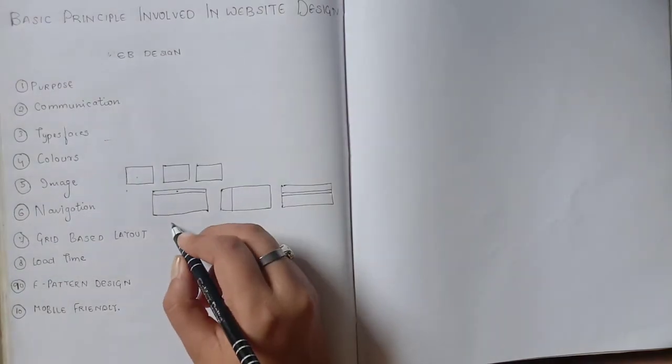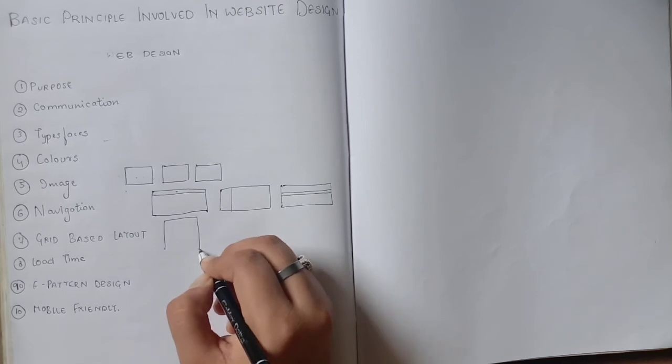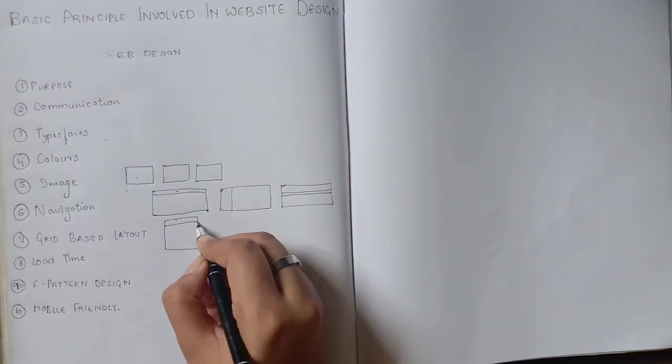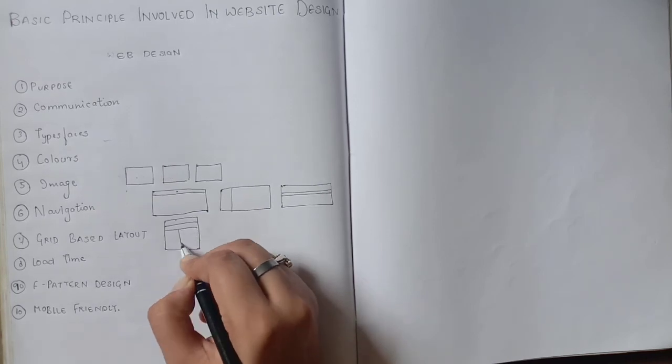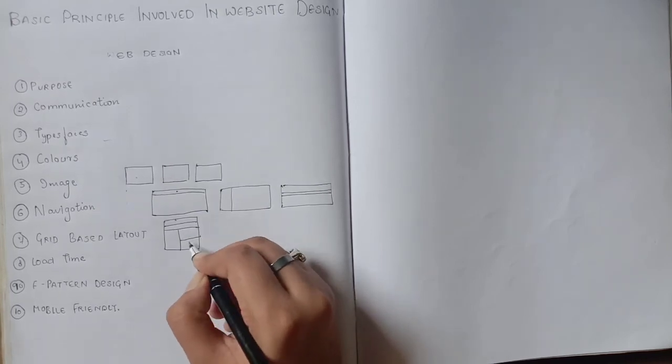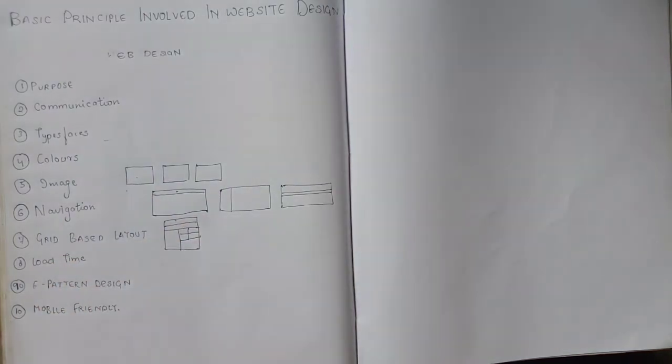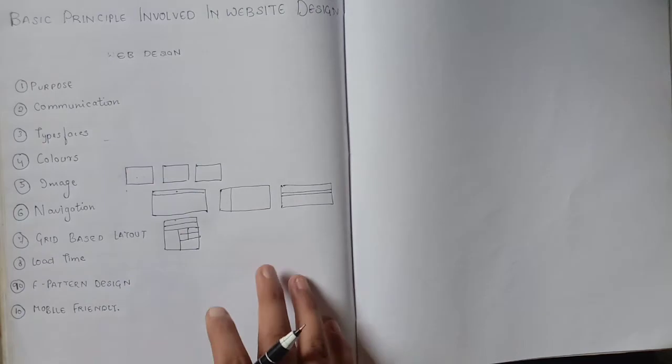So in grid layout, suppose this is your web page. The entire web page, whatever you are designing, suppose you have to put content here, nav here, make a separation of grids, like where you want to put some links, some images, like this. So this is called a grid-based layout, like it's a brief of that.